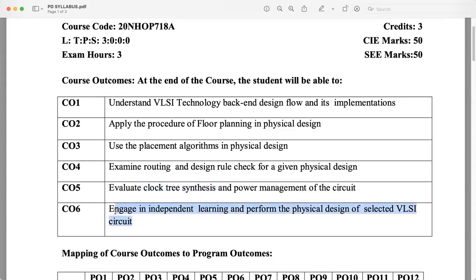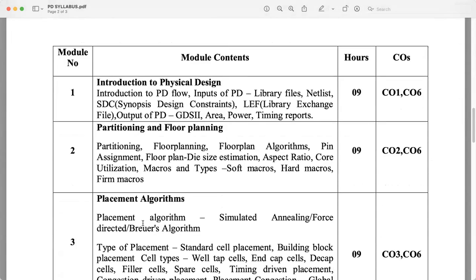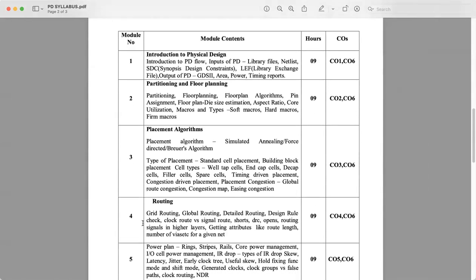So, engage in independent learning and perform physical design of a selected VLSI circuit. Any circuit that is given, we should be able to have a physical design for that, which means we should be able to send it to the fab and get it in product form. All this will be possible only if we have gone through all these contents.